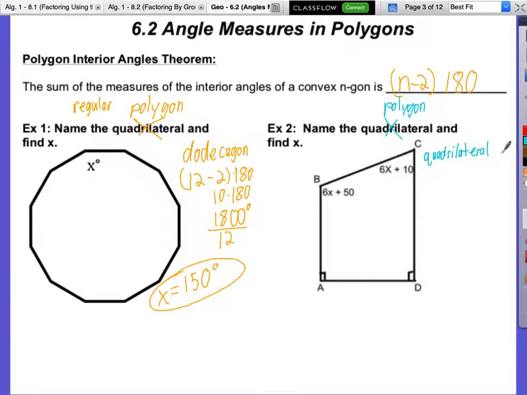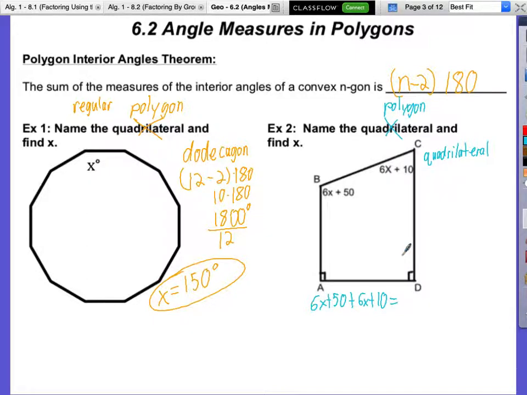So, how could we figure out the value of x in this one? Don't blurt, think about it. Tyler, what are you thinking? I was thinking kind of combine the two equations that were given and have that equal to how many degrees are inside the shape. Okay, so Tyler's saying 6x plus 50 plus 6x plus 10 is equal to the number of degrees of the whole shape. How much is supposed to be in the shape?